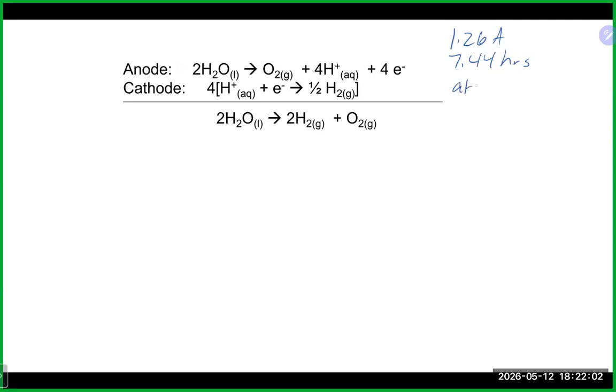And we're at STP. STP is standard temperature and pressure. That means the pressure is 1 atmosphere and the temperature is 273 Kelvin. All right, so take a few moments. We're looking for the volume of oxygen gas and the volume of hydrogen gas in this case. See what you come up with.